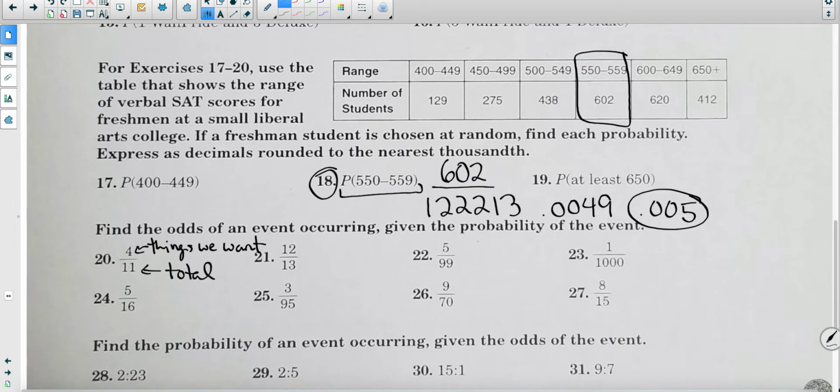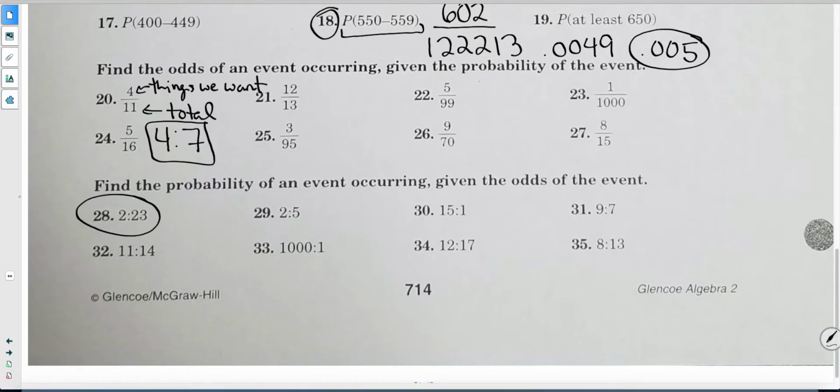So we don't want the total when we're doing odds. We want the things that we want compared to the things that we don't want. So we take the 4 away from the 11, which would give us a 7. So the odds for number 20 would be 4 to 7, because you just subtract that from the 11, okay? And that should give you enough information to finish the rest of these if you forgot.